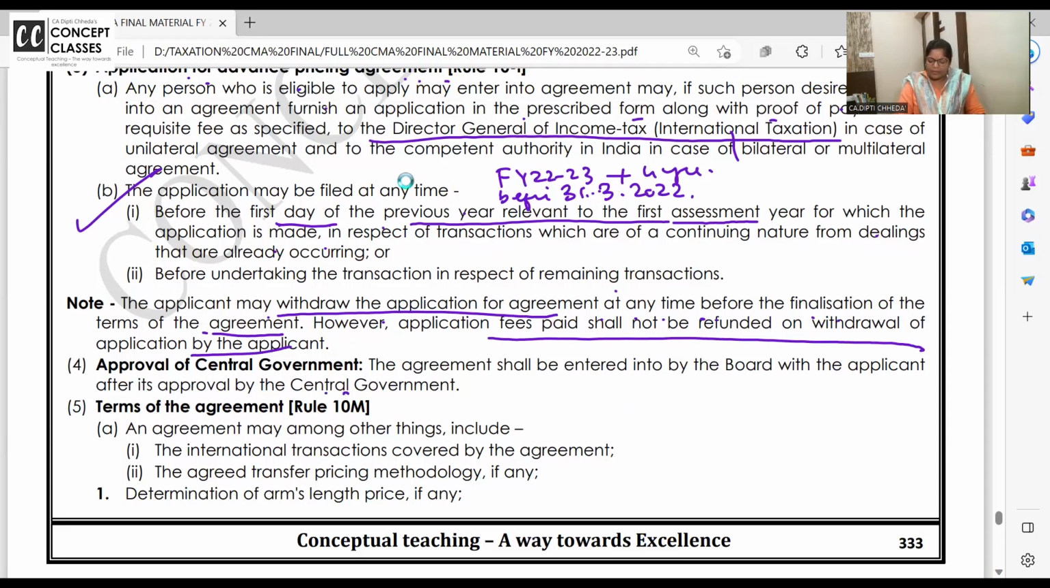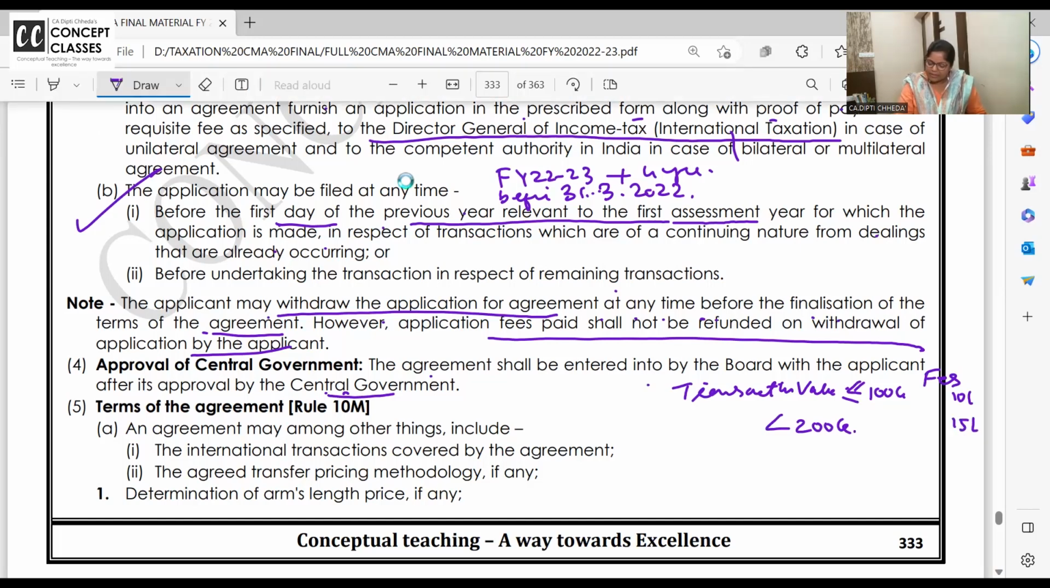Approval of central government. Agreement shall be entered into by the board with the applicant after approval of central government. फीस मिस हो गया है लिखना, तो आप लिख दो यहाँ पे. If the transaction value, जो भी transactions कर रहे हैं उसकी value, less than 100 करोड़ है तो फीस is 10 लाख. Less than 200 करोड़ है तो फीस is 15 lakhs. Greater than 200 करोड़ है तो फीस for advance pricing is 20 lakhs.